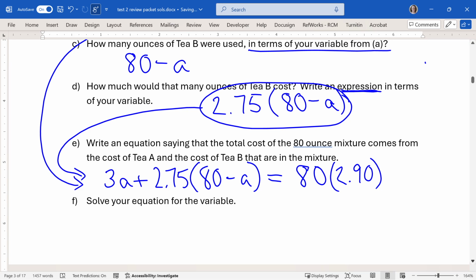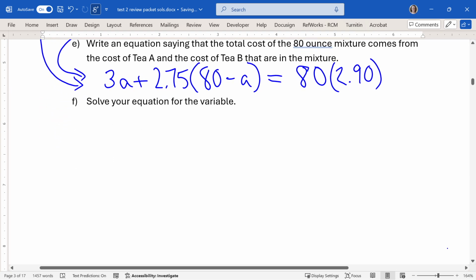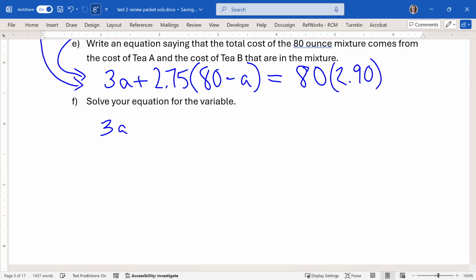All right, so here is our equation, and now we're ready to go ahead and solve it for A. So first, let's just copy it down here. Sorry, you might hear a little bit of thudding as I'm trying to write with a weird stylus setup here on my laptop. Okay, so I might elbow the laptop at some point. All right, 3A plus 2.75 times 80 minus A equals 80 times 2.90.